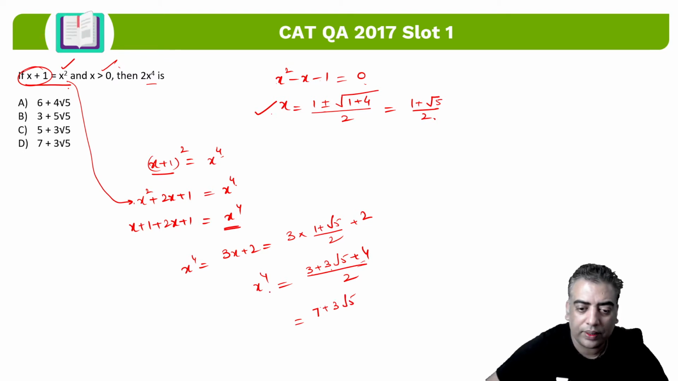Just cross multiply with 2, so it becomes 2 times x raised to power 4. And this was the value we were supposed to calculate. So the correct answer option comes out to be D.